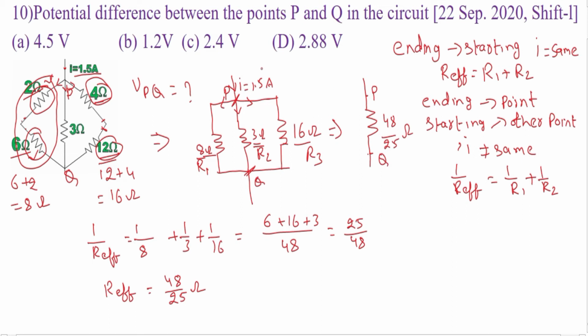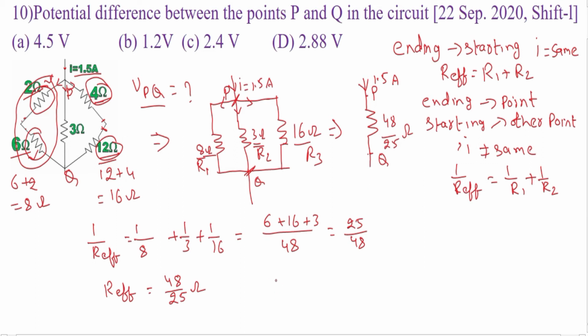We are supposed to calculate the potential across PQ, that is VPQ. And we know that the current flowing through this point P is 1.5 ampere. So 1.5 ampere current is flowing through a resistor of 48 by 25 ohm. You have to calculate VPQ.